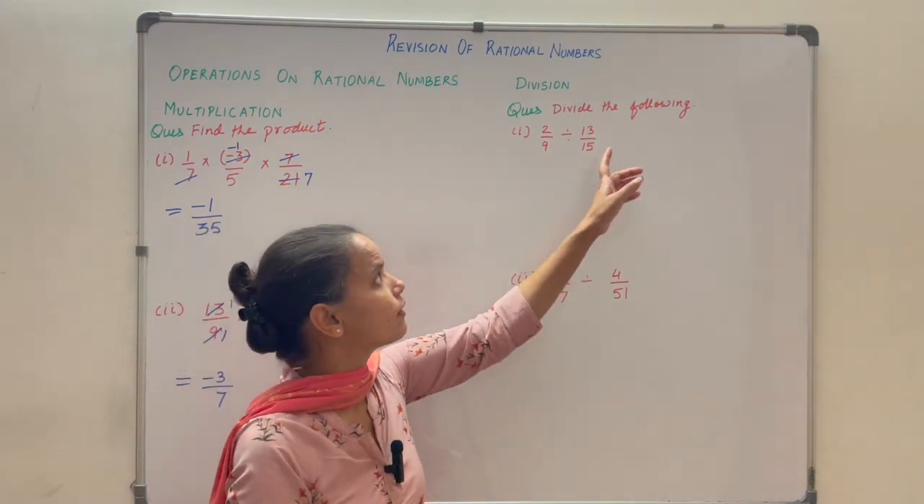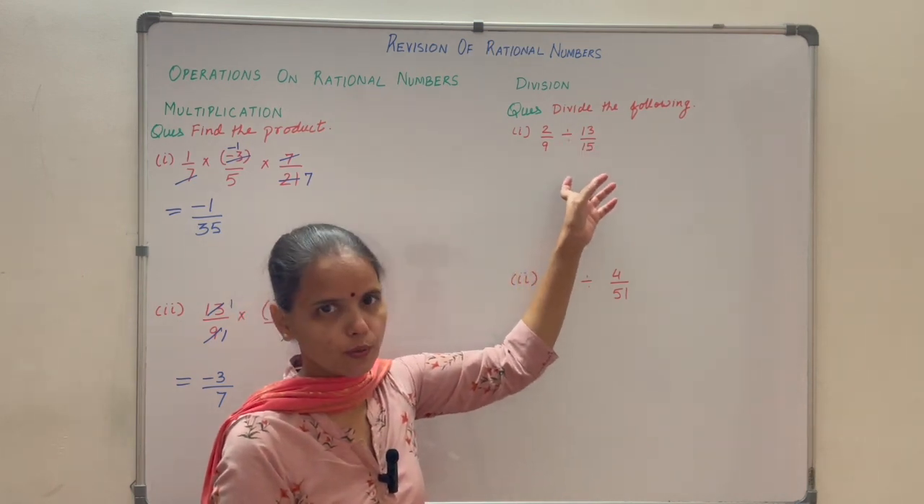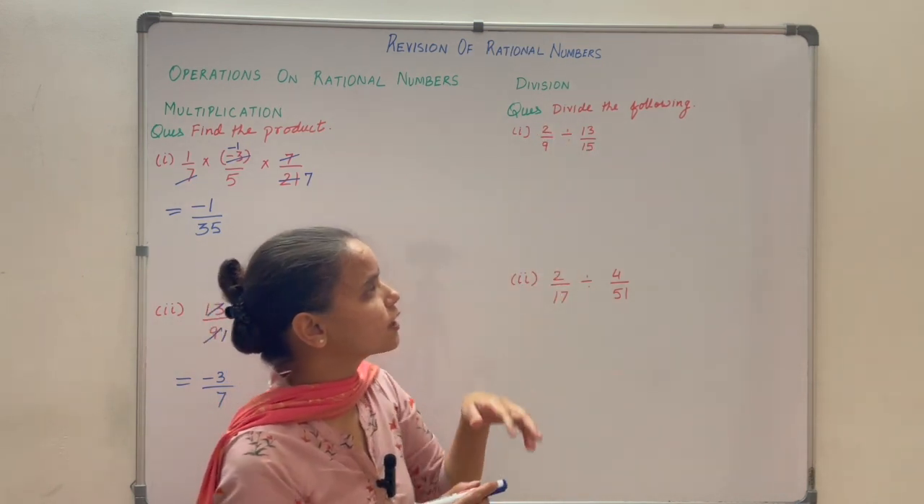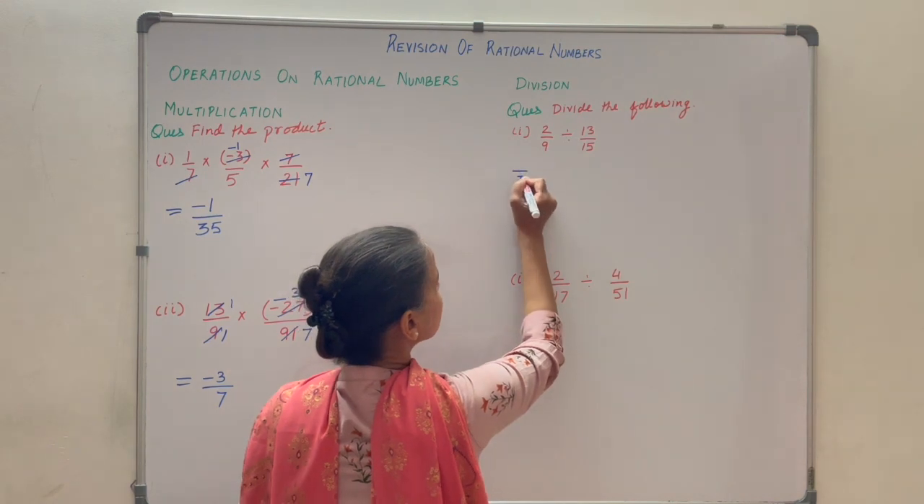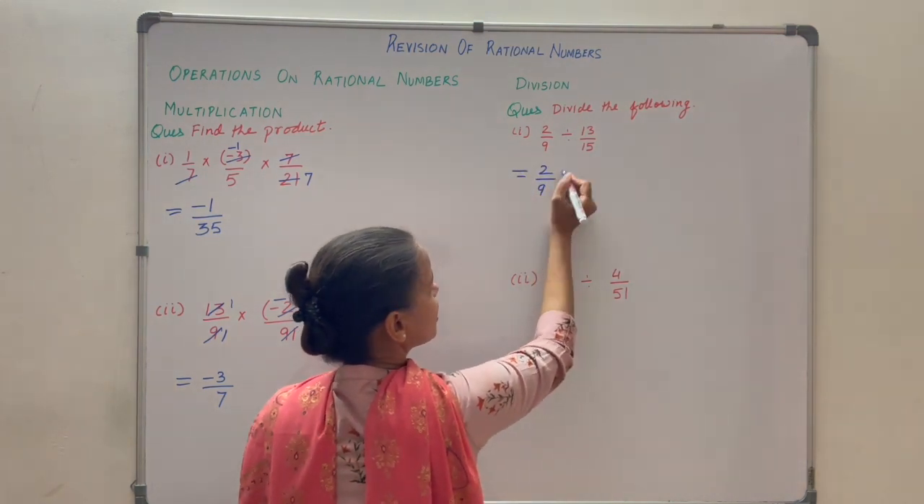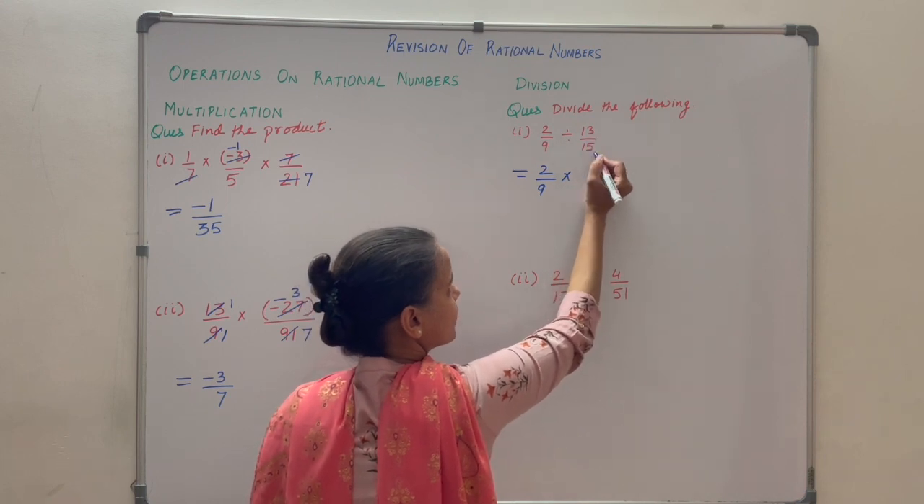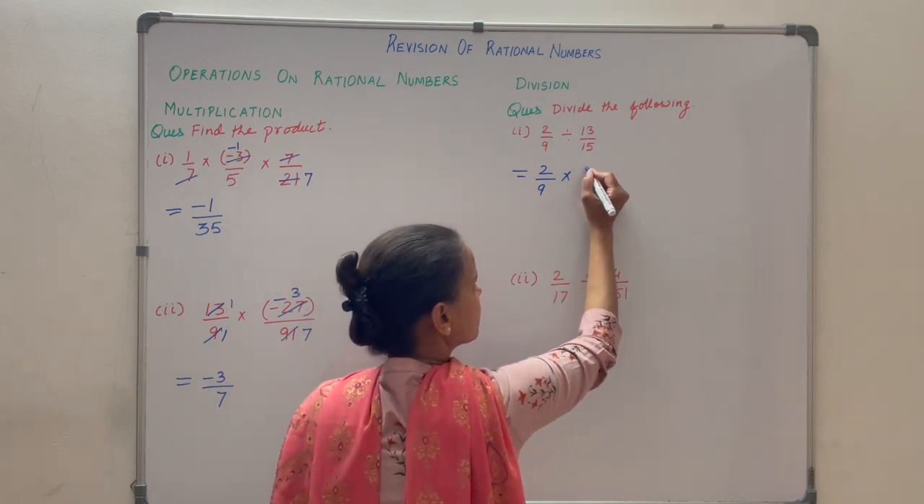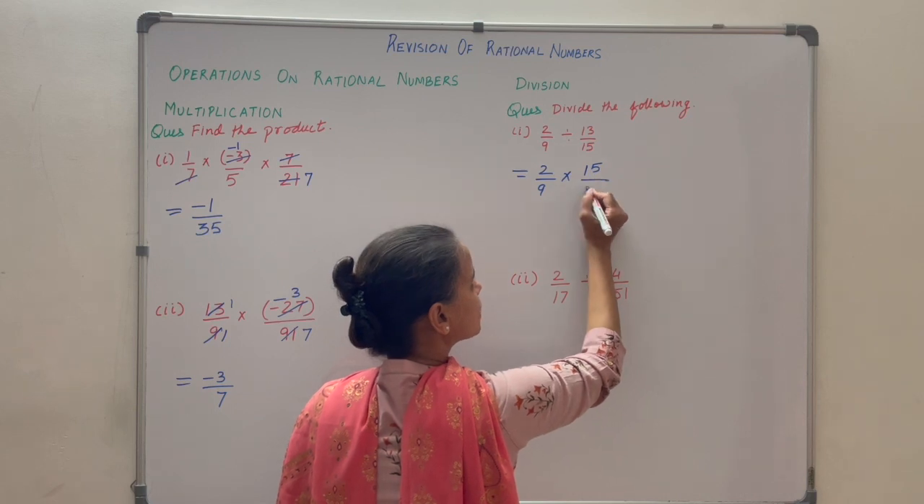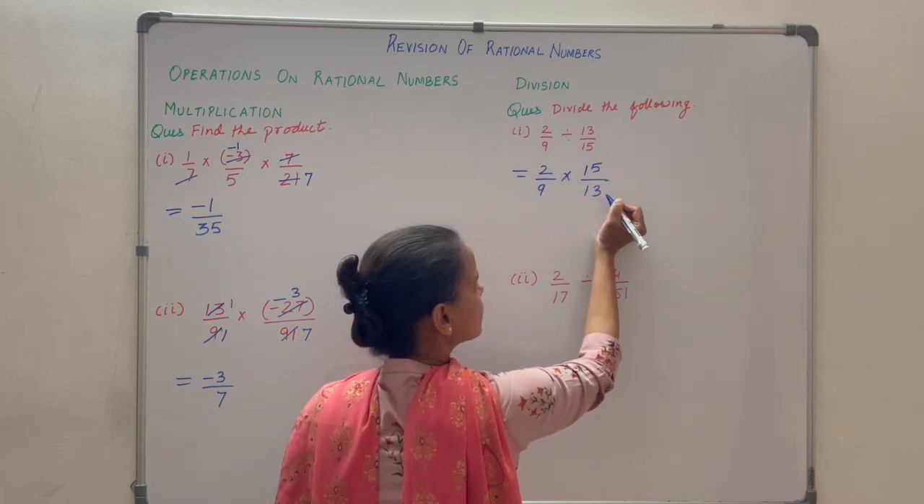Division. Divide the following. So here what we are going to do, we will write the first rational number as it is, 2 by 9. We'll change division to multiplication and we'll take the reciprocal of the second number, or the multiplicative inverse. So 15 will come in the numerator and 13 will come in the denominator.